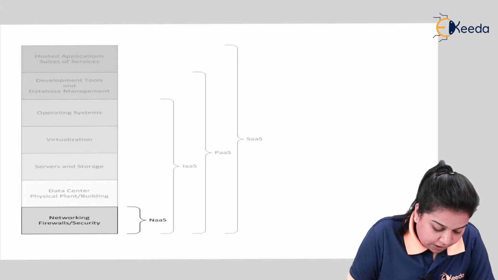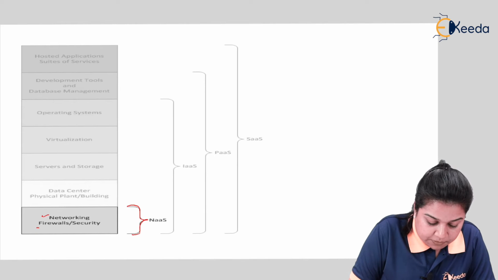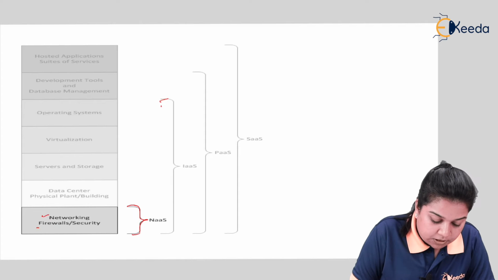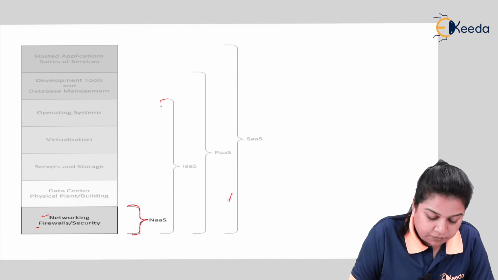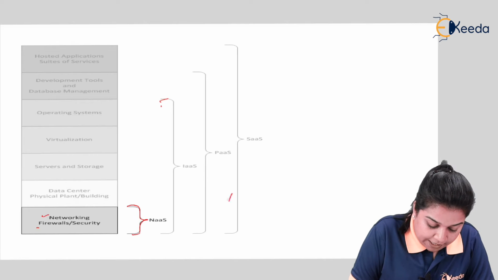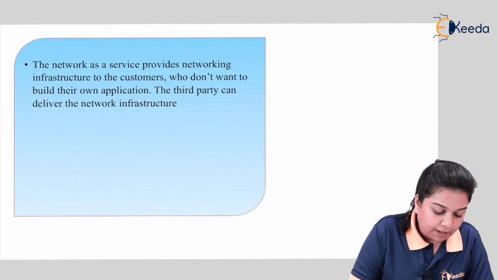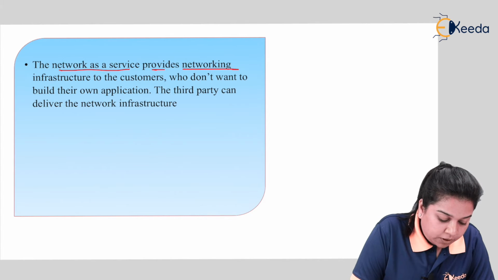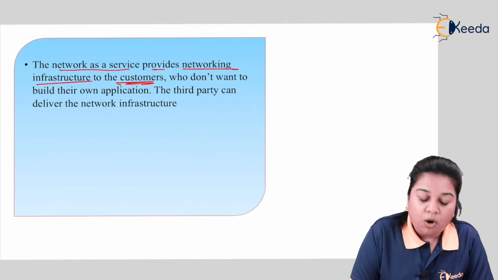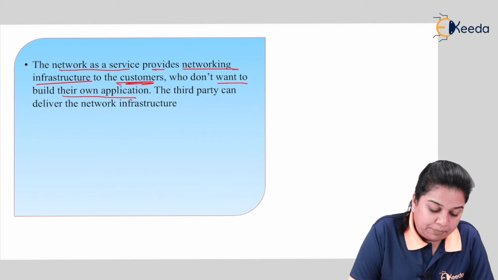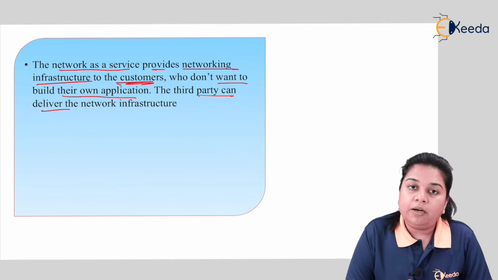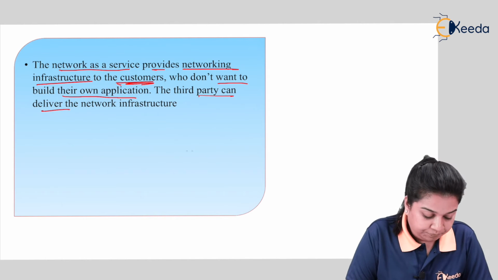See, networking, firewall, security, or network as a service comes under infrastructure as a service, and this infrastructure as a service comes under platform as a service and then software as a service. So it is there in all three layers of cloud computing services. The network as a service provides networking infrastructure to the customers who do not have their own application. The third party can deliver the network infrastructure to them.